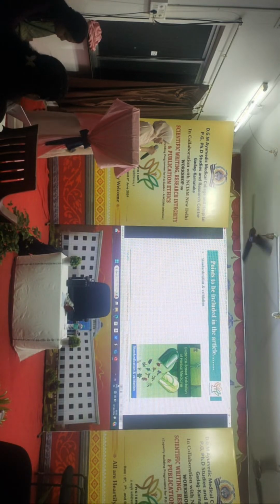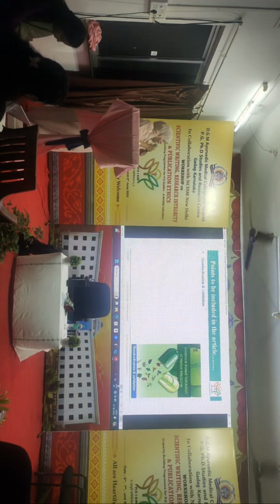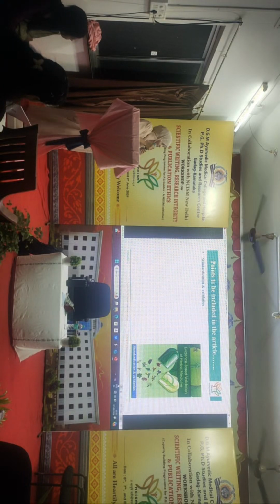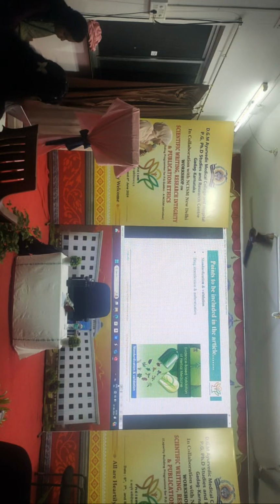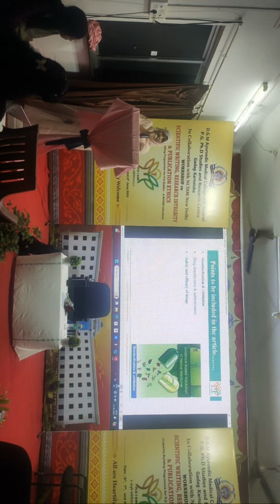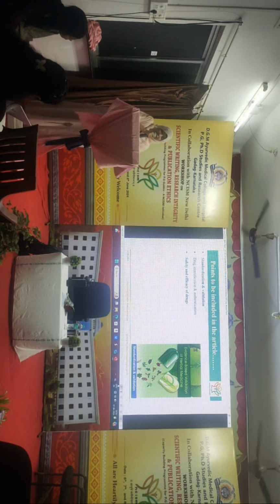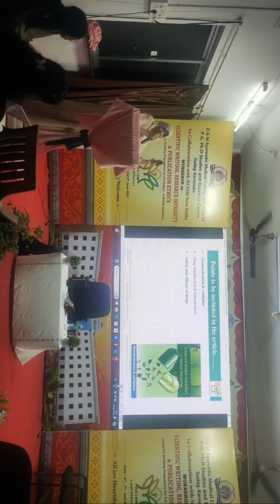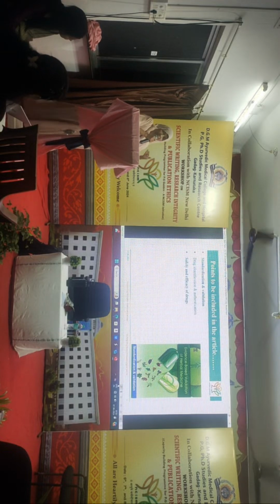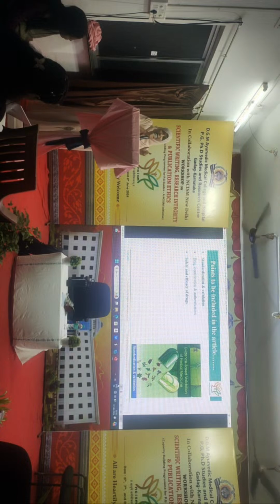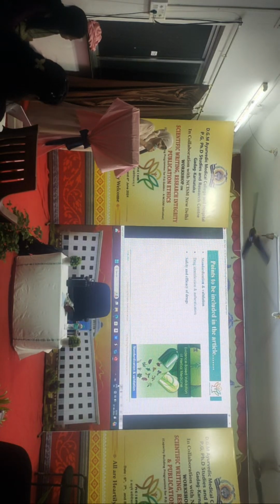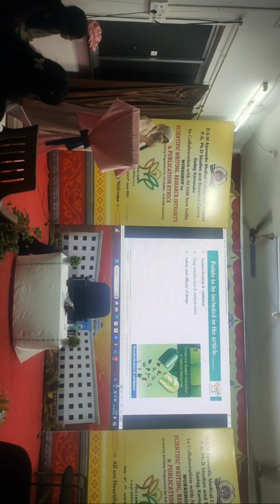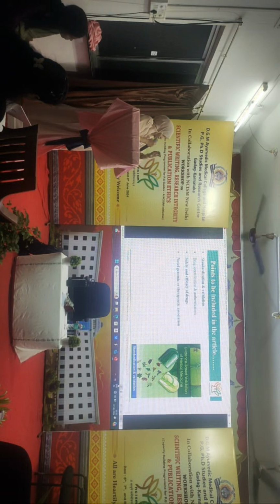Points to be included in the article. Standardization and validation, drug identification and authentication. After drug identification, from where you got it identified and who has authenticated it, even that letter has to be attached in your thesis or paper. Safety and efficacy of the drugs: how it was proved, what are the parameters. Again, we will discuss in detail.